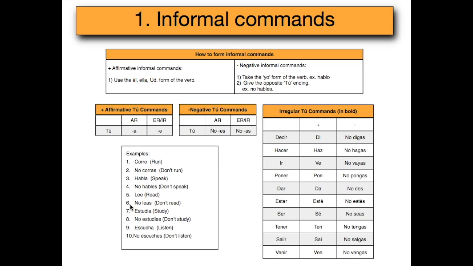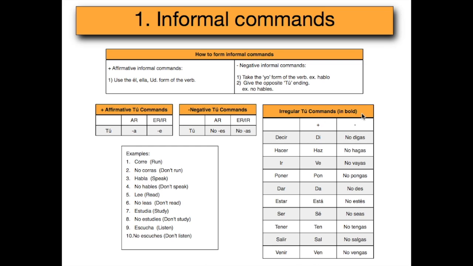Number 6, if I want to give a negative command, don't read it. Whereas before in number 5 we put it at the end, now we want to put it right before the verb. So if I want to say don't read it, no lo leas. No lo leas. Don't read it. Okay. So study, for example, if I wanted to say study it, and the pronoun that is being used is lo, I would say estúdialo. Or don't study it would be no lo estudies. So that's the position of pronouns that we should be aware of.